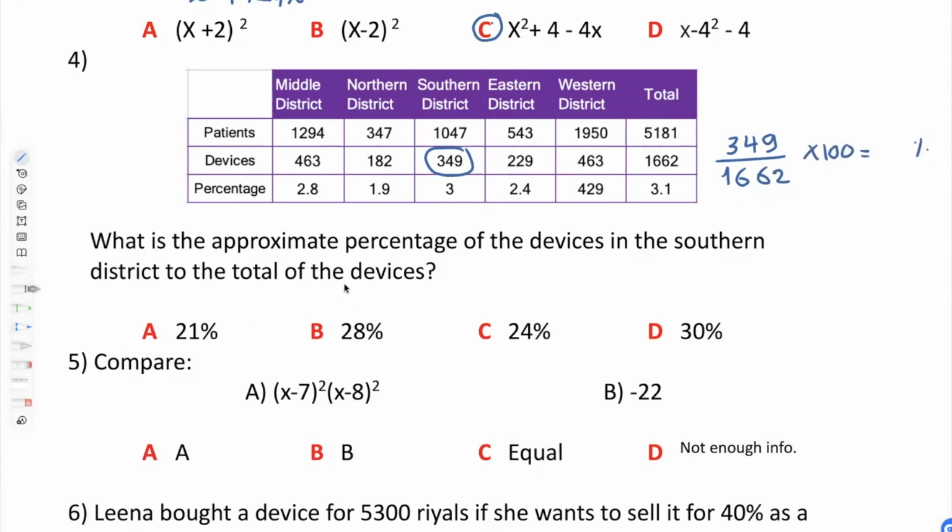As you know, the rule is part over whole, times 100, and the answer with percent. Then after simplifying, I think it will be near 20 or 21 point something. So the answer is A. Let's move to question 5.